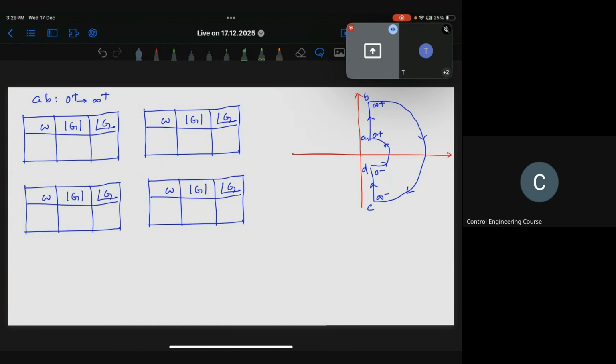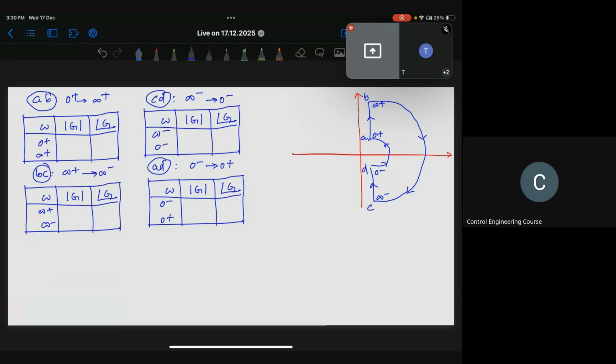Okay, so first one is AB. Here we'll get 0 plus, infinity plus. Next BC is infinity plus 2, infinity minus. Next CD is infinity minus 2, 0 minus. Next DA is 0 minus 2, 0 plus.